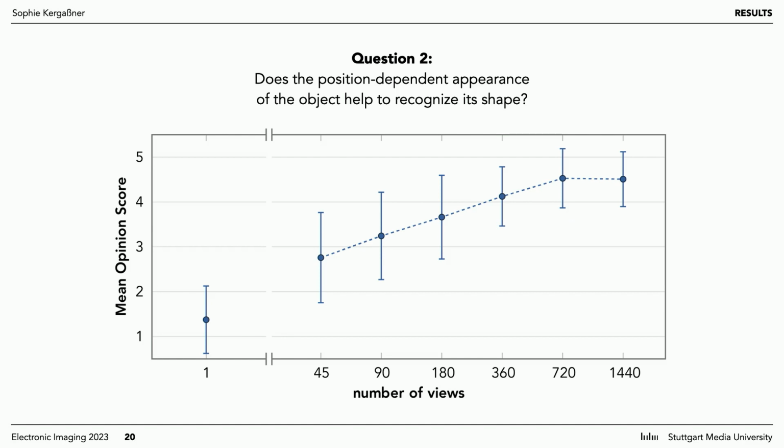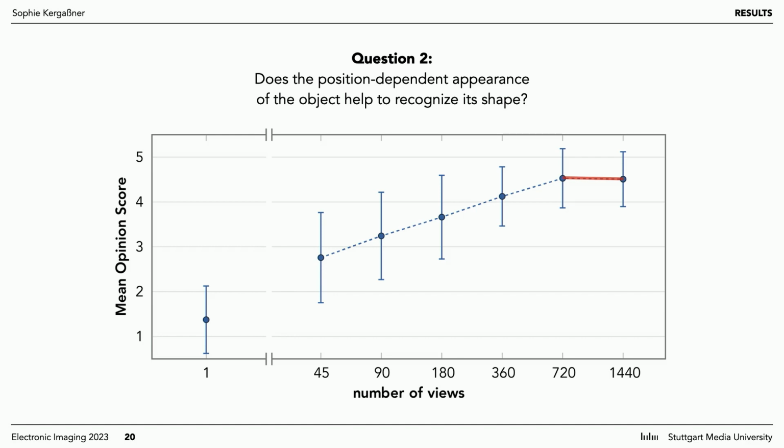For the next question, the subjects should focus on the motion parallax, and they should evaluate whether, by standing still versus moving, they gain more information about the object shape. And again, the ratings show a nearly linear rise in MOS between 45 and 720 views. We can see a plateau and even a slight decline forming between the top ones.